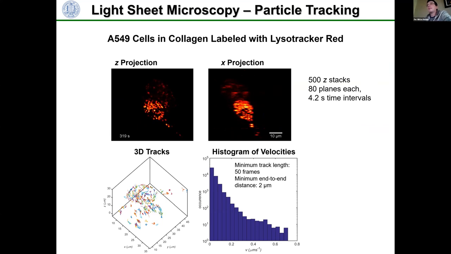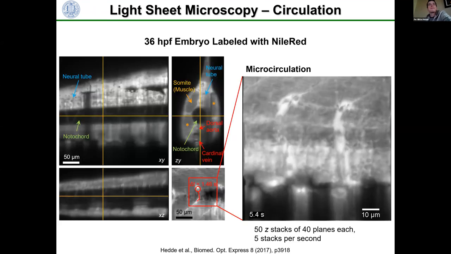Here is an application in cells. We have lysosomes labeled with LysoTracker. Again, 3D data sets were acquired. And I just want to point out that this data set encompasses 500 Z-stacks. If you would try to do that on a confocal microscope, you would probably already have bleached the sample before you can even get to that number. And then you can also use this to calculate the tracks and the velocity of the lysosomes in this case.